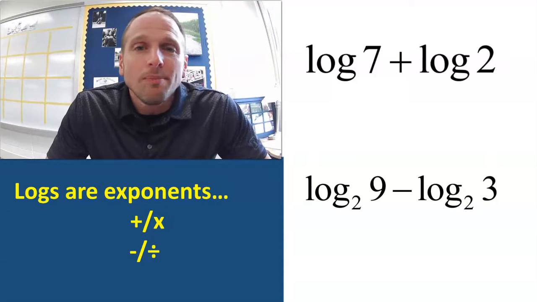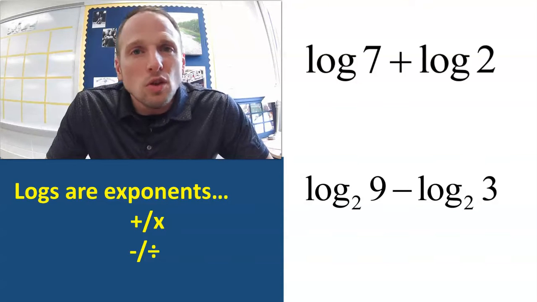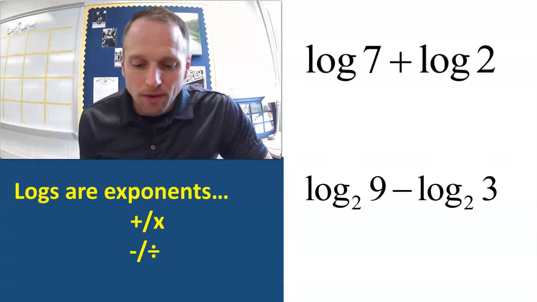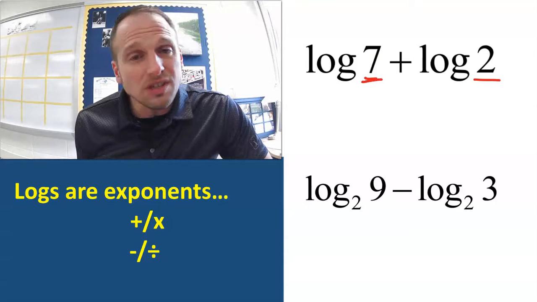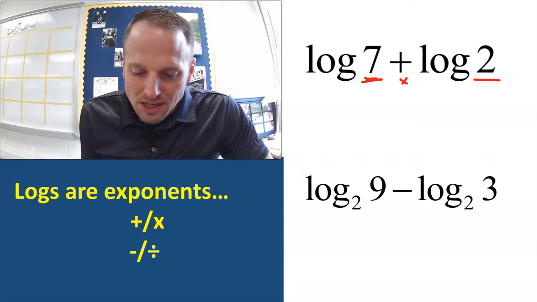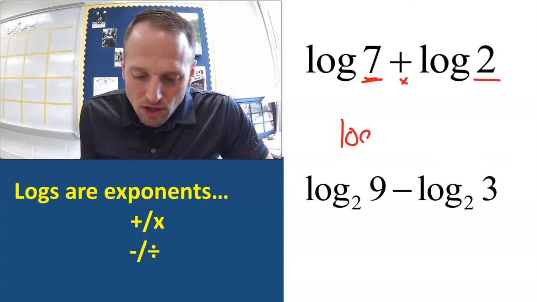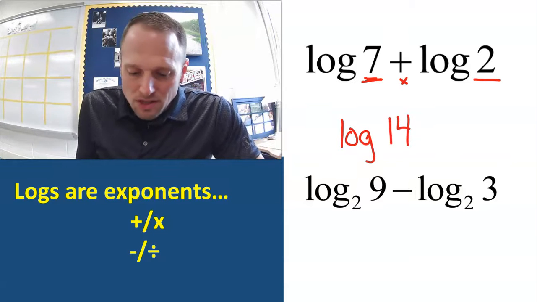So in this first one, there's no base listed after the log, which means the implied base is a 10, right? So those bases are the same. So what we have is log 7 plus log 2. And since it's a plus, what we're really going to do is multiply those. So we just take 7 times 2, and this is just going to be the log of 14. All right? Not bad.